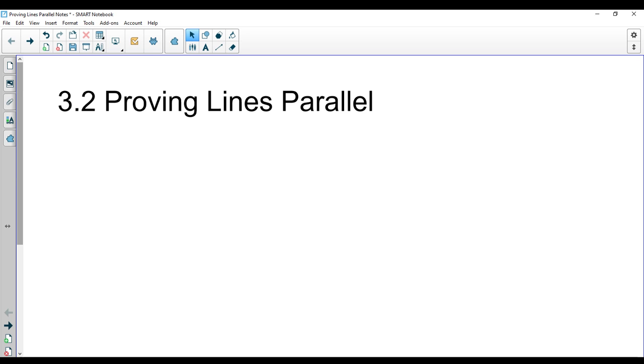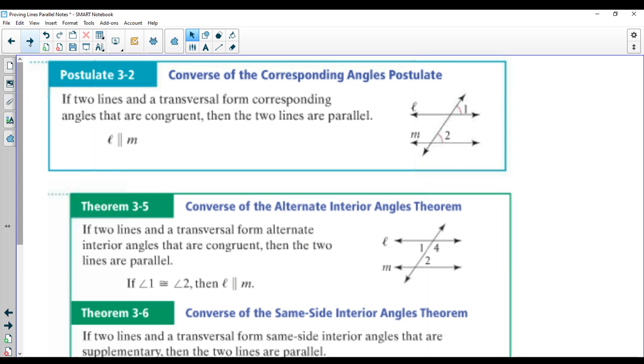What I mean by that is you're going to be given some information about two angles, and you have to decide if the lines are parallel. So let me just show you what I'm talking about. First, we got to talk about converse. And no, it's not the shoe brand. If you see the word converse, it takes a theorem and writes it backwards.